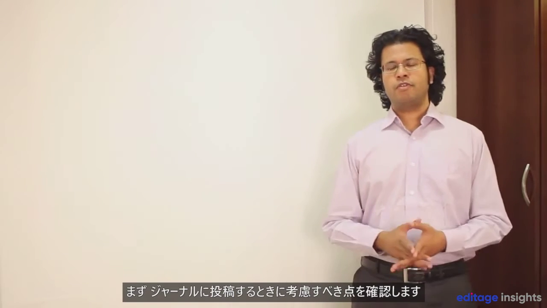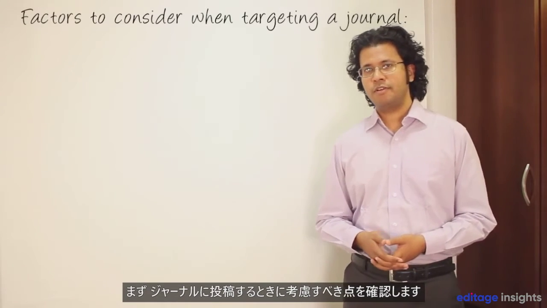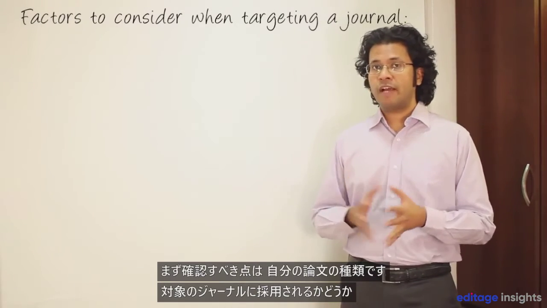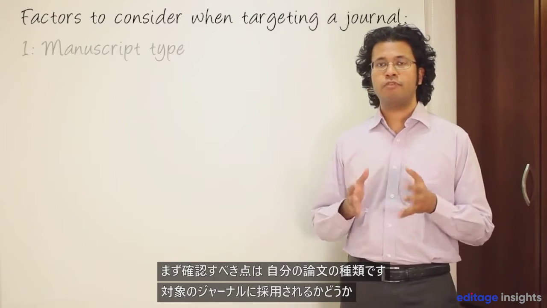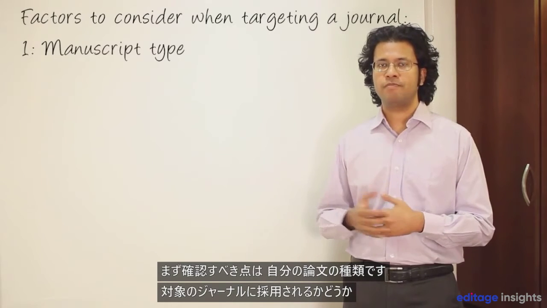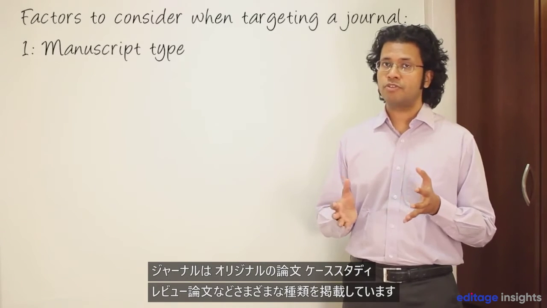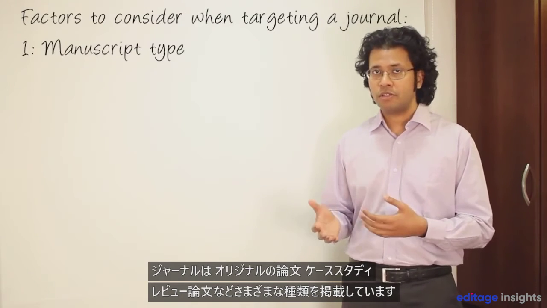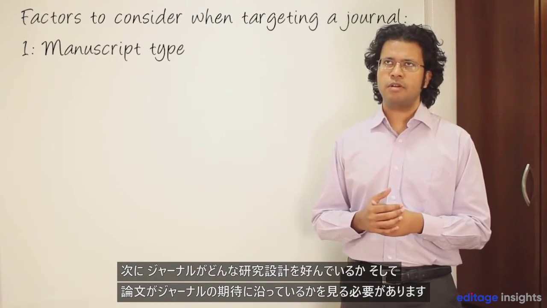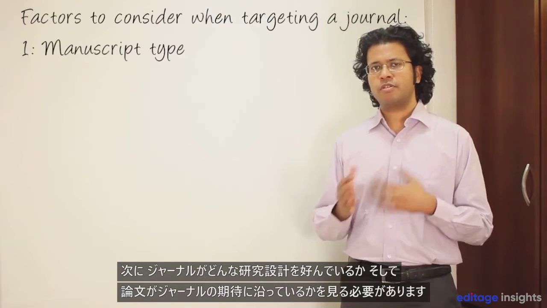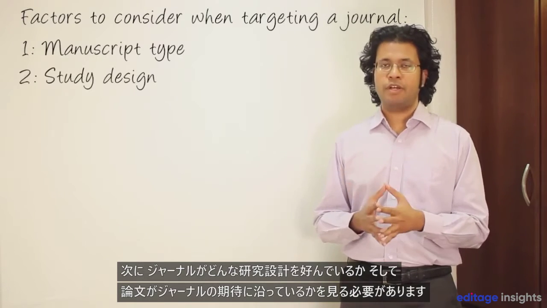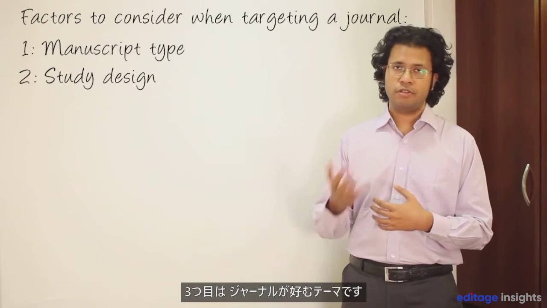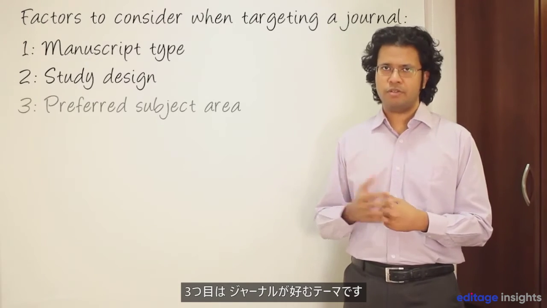Now let's look at some of the important factors to consider when you're targeting a journal. One of the first factors to look at is the type of your manuscript, whether that is acceptable to the journal. Journals publish manuscripts of different types: original articles, case studies, review articles. Then you need to look at whether the journal prefers a certain type of study design and whether your paper matches what they expect. And then the third thing is the preferred subject areas of the journal.